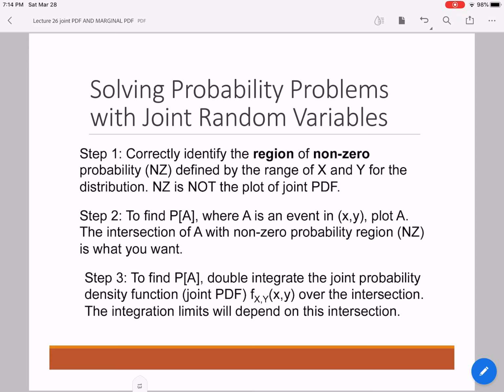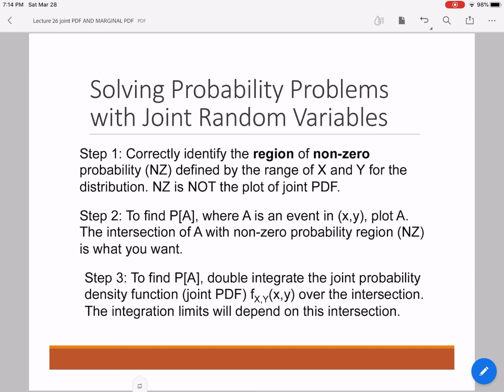In this lecturette, we are going to see how we can solve probability problems for joint continuous random variables using their joint probability density functions. Now, the technique that I'm going to share with you is fairly technical. So this entire lecturette will be devoted to learning and understanding this technique. In order to find the probability of event A, we follow these three broad steps.